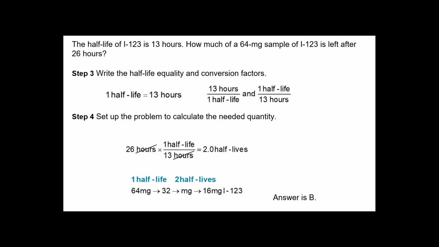So now we're going to do the second step, where we take 64 milligrams as our starting amount and cut that in half, so that's 32 milligrams, and then 16 milligrams. So if we count that, that is 1 half-life and 2 half-lives. I don't know why there's an arrow here. Ignore that arrow, that shouldn't be there. So at the end of this, the answer for this question is 16 milligrams of iodine-123 is left after 26 hours.